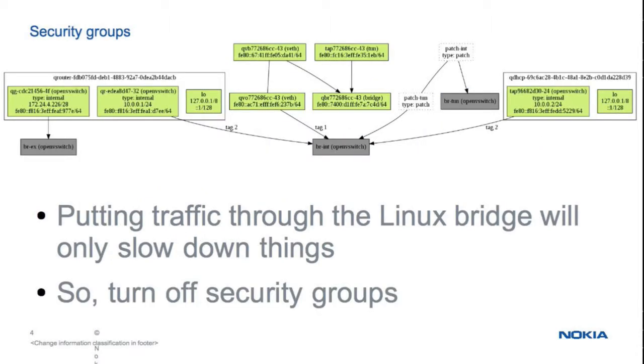The first, easiest thing is the security groups. On the top is the standard networking architecture from OpenStack. All the packets that come from a VM go to the Linux bridge, then to OVS, and then to the physical device. Going through the Linux bridge will not speed things up, it can only slow things down. But if you turn off the security groups, then the Linux bridges are not created and the packets will not go through the Linux bridge. That will improve performance and latency especially.